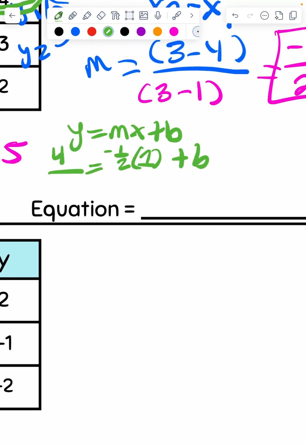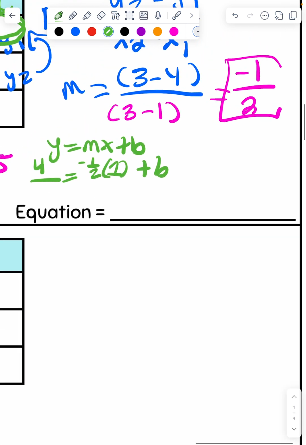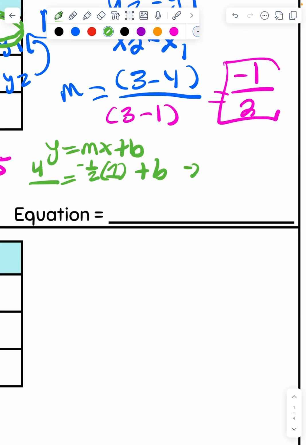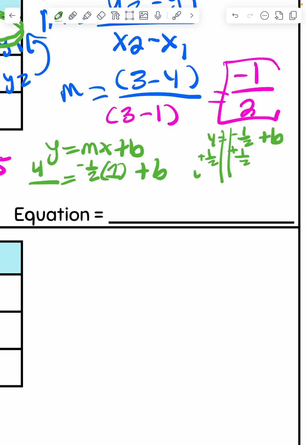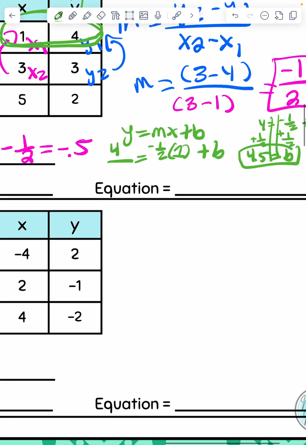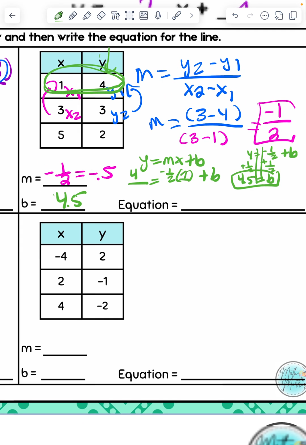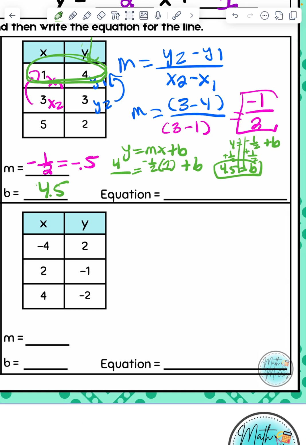So I know this is going to equal, I'm going to come over here where there's a little bit more space. So I'm going to put 4 equals negative 1/2. So I need to get the 1/2 to the other side, so I have to flip the sign, add 1/2 to the left, add 1/2 to the right. So that's going to leave me with 4.5 equals my y-intercept. Then I come on over and I'm going to write 4.5. So that means my equation of my line is y equals negative 1/2 x plus 4.5.